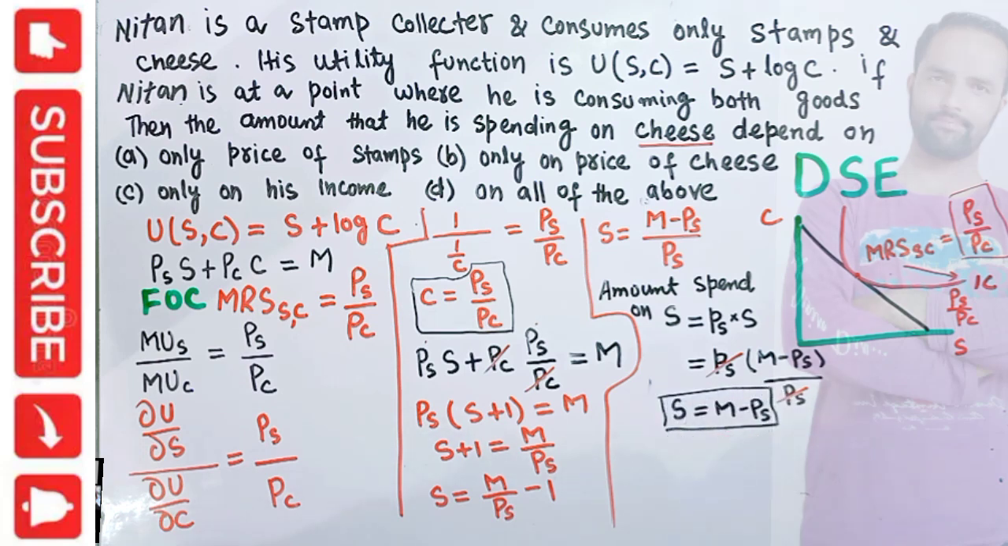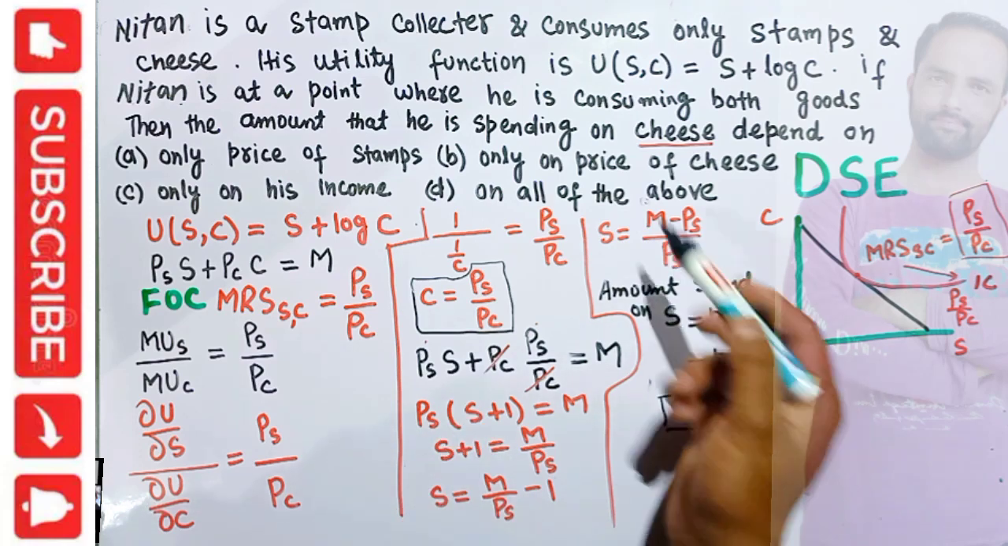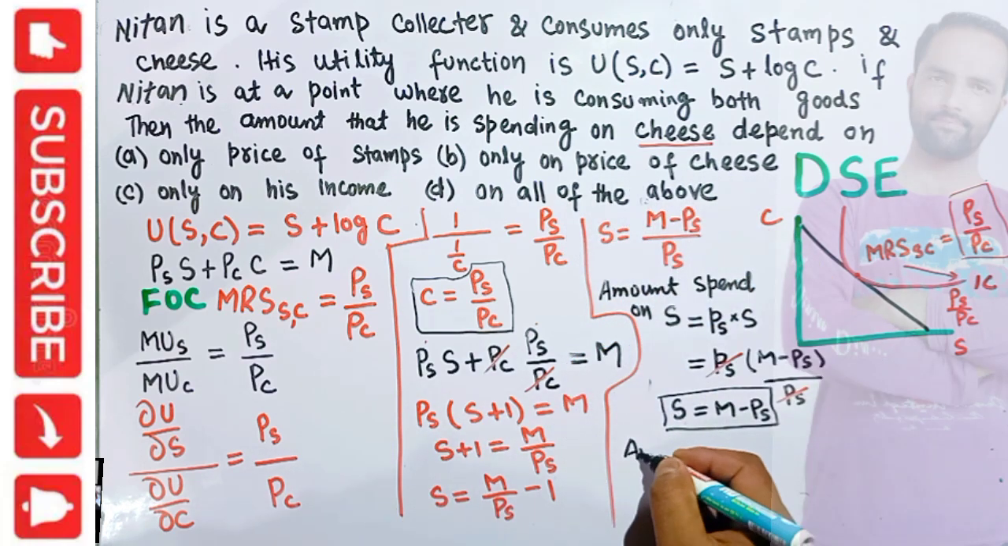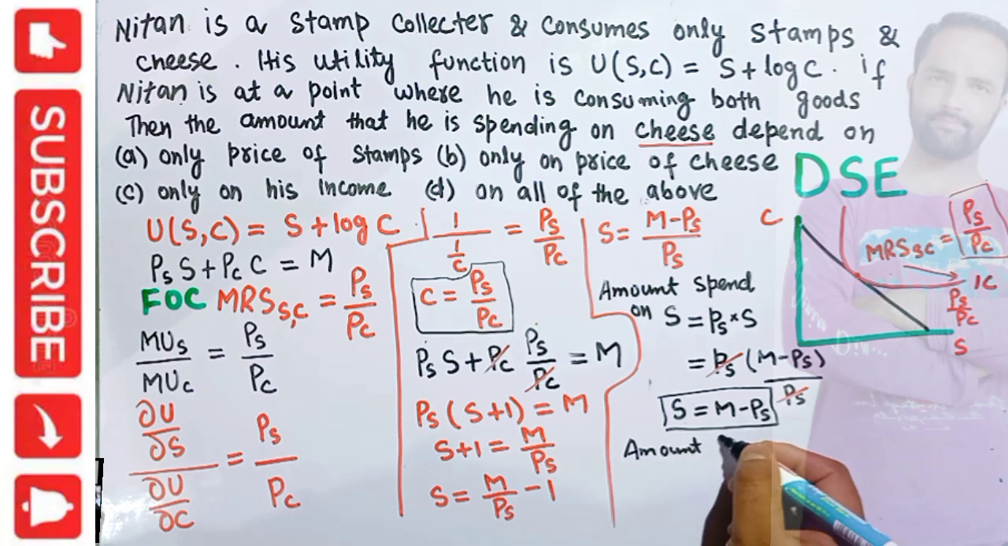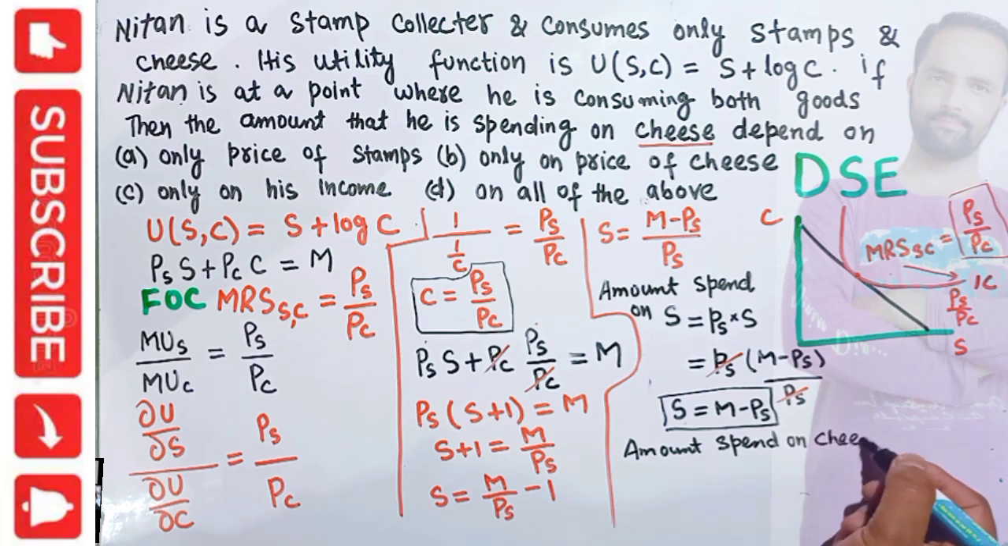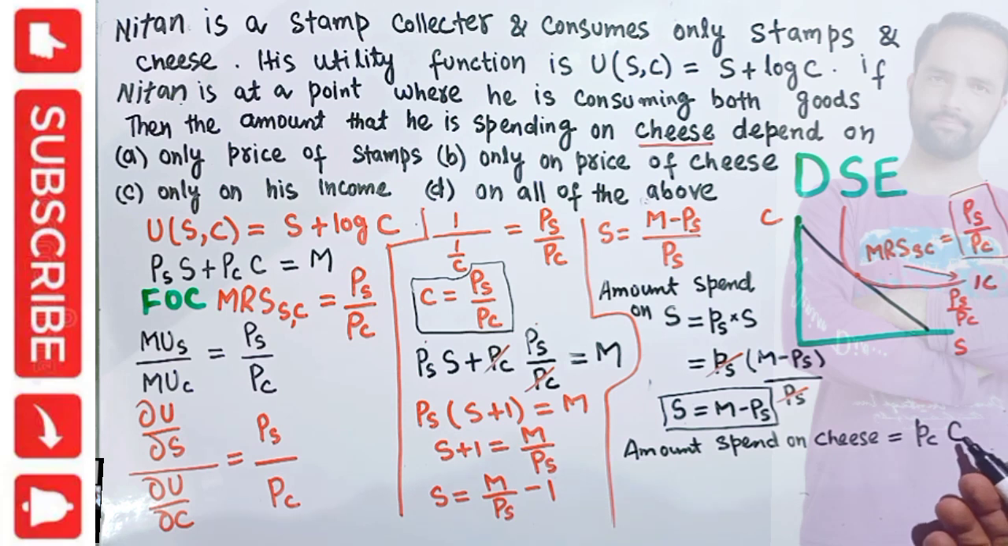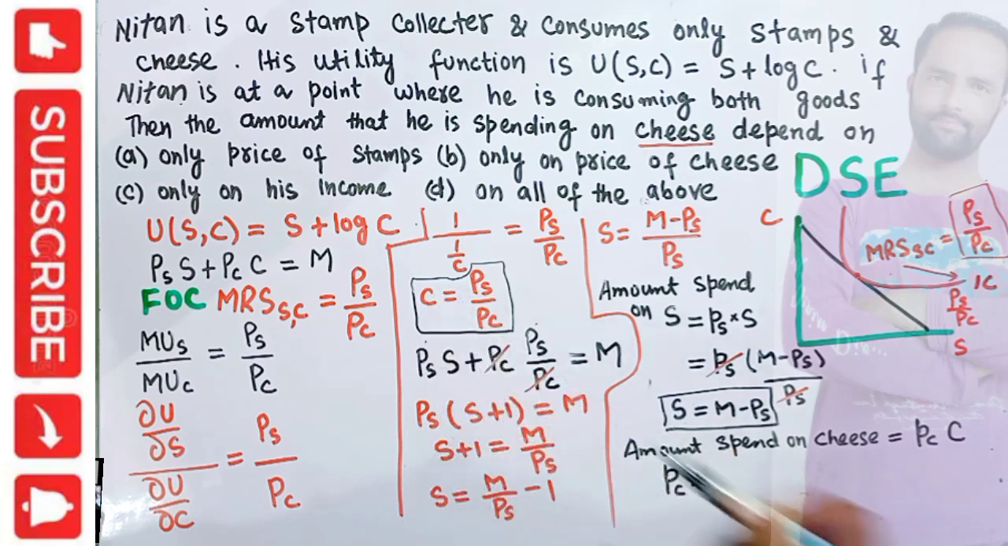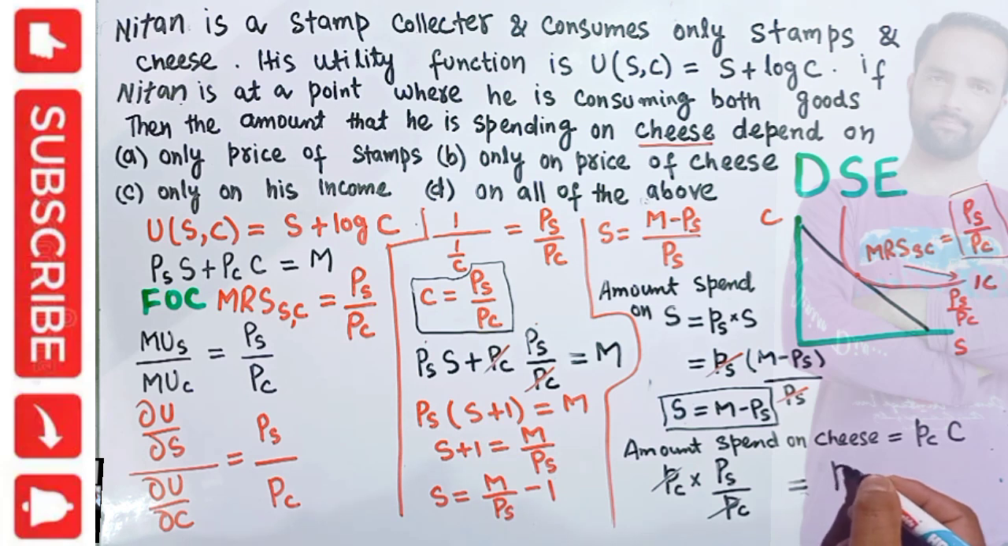But we are looking for the amount spent on cheese. So the amount spent on cheese will be equal to the price of cheese, simple thing, times units of cheese. So pc times what is the units of cheese, that is ps upon pc. This pc and pc get cancelled, and we get only ps.